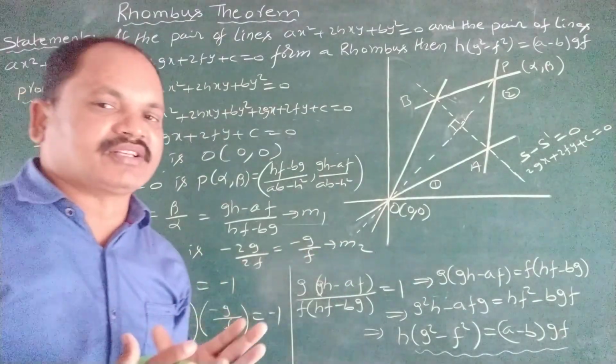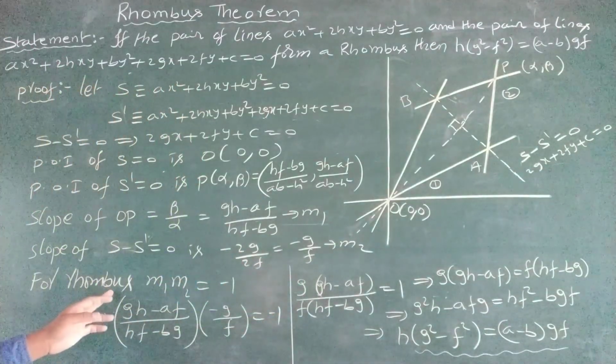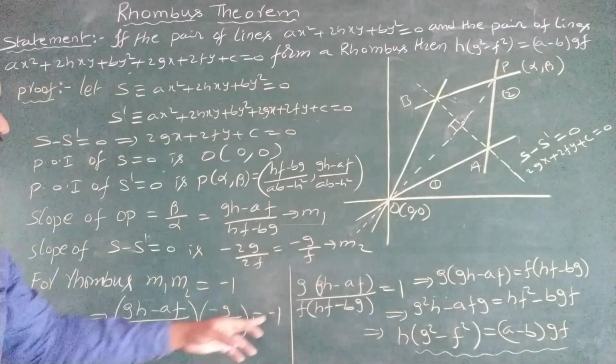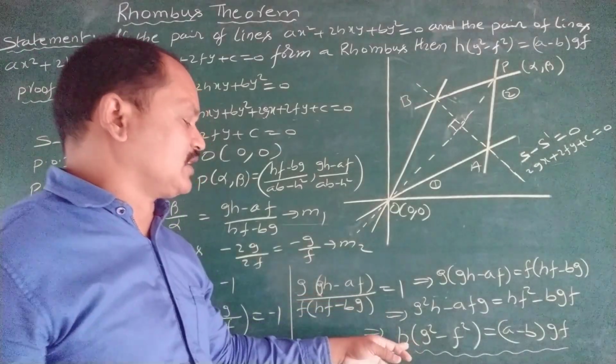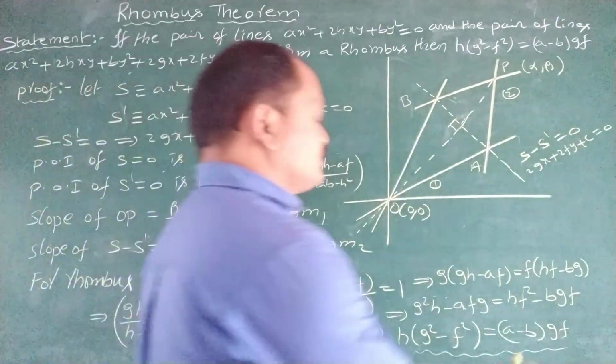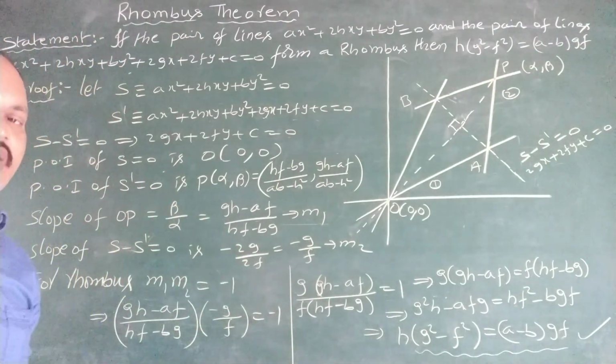Now for a rhombus, the condition is that the diagonals are perpendicular to each other. That's why m1·m2 = −1. Now substitute here. The minus signs get cancelled after the cross multiplication. Then we get the condition h(g² − f²) = (a − b)gf, which is the condition for a rhombus.